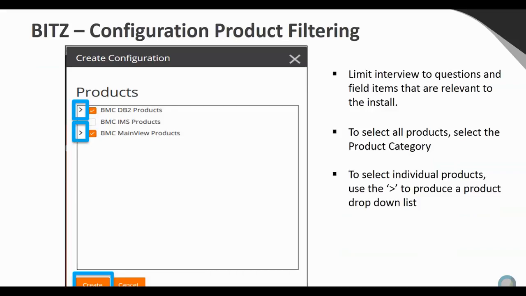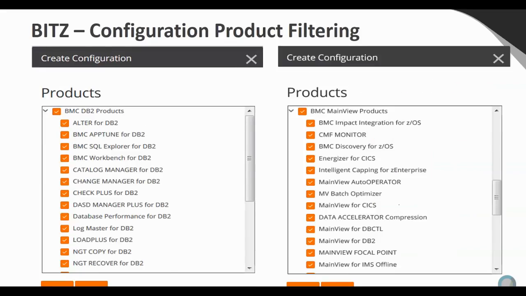BITS will display the products by categories such as this. Note to the left of the entries, there's a greater than sign or a chevron. We can click on that to expand to show the products underneath that product family. And here we'll see a list of all the products that are available to us to install. We'll go through these lists and select only the ones that we're interested in including, and then we'll click Create, and it will generate the questions appropriate to only those solutions.